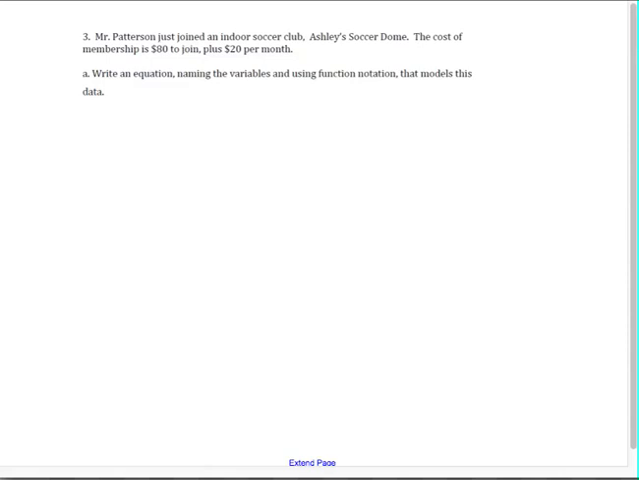Okay, at any rate, so Mr. Patterson just joined an indoor soccer club, Ashley Soccer Dome. The cost of membership is $80 to join, plus $20 per month. Write an equation, naming the variables using function notation that models this data.